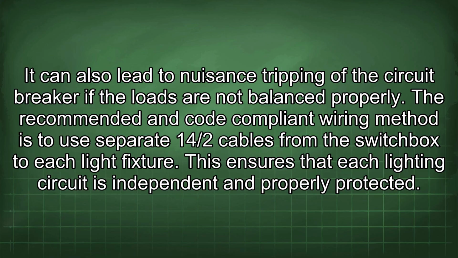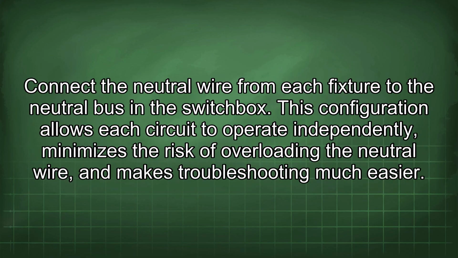The recommended and code-compliant wiring method is to use separate 14/2 cables from the switchbox to each light fixture. This ensures that each lighting circuit is independent and properly protected. Connect the neutral wire from each fixture to the neutral bus in the switchbox. This configuration allows each circuit to operate independently, minimizes the risk of overloading the neutral wire, and makes troubleshooting much easier.